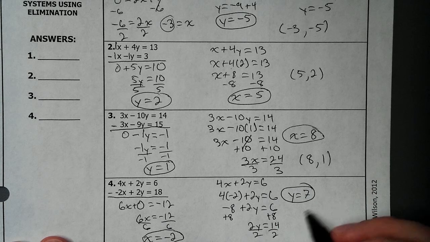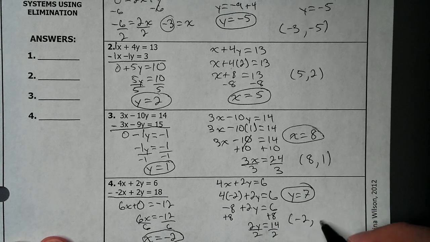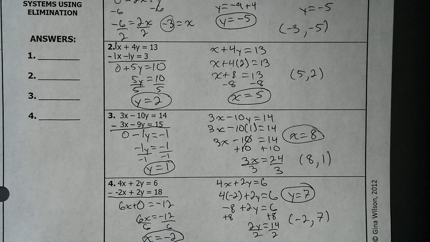So now I have my point. Always list your x first. Negative 2, comma 7. I'm going to stop the video here, and there'll be one more with just a few more examples.